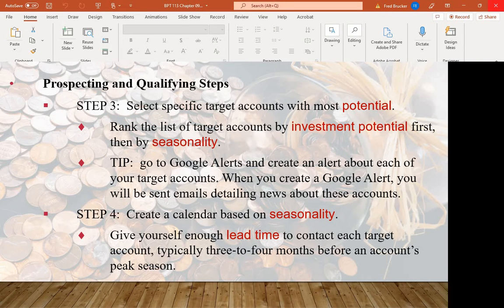Step 3, select specific target accounts with the most potential. So as you're doing this step, try ranking the list of target accounts that you have by investment potential first, and then by seasonality. So you could have someone that is a great fit, but say they're selling snow shovels and you're in late spring. You're probably going to wait a few months before you deal with that particular client. You want to try to find out what the ebb and flow of the business is.